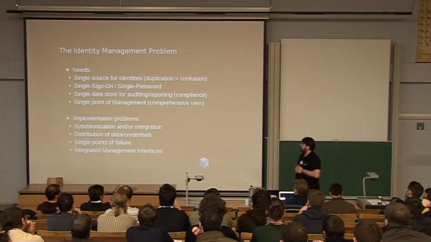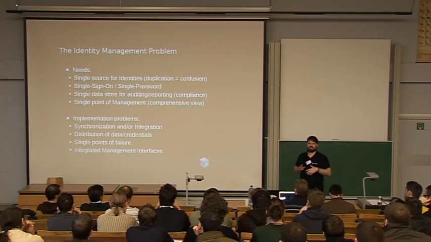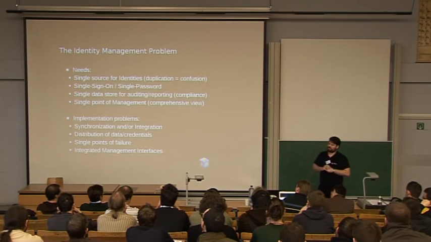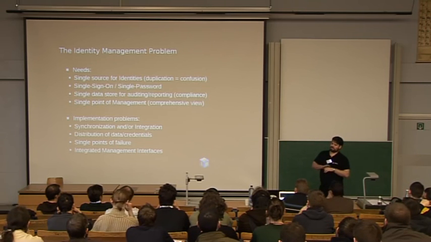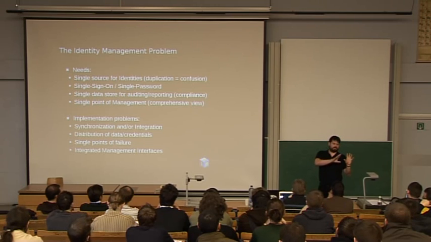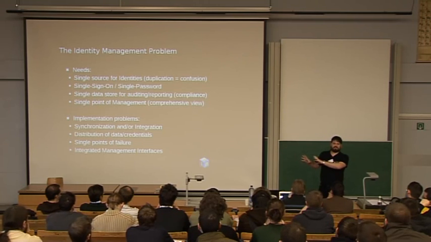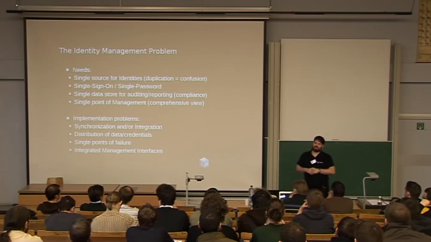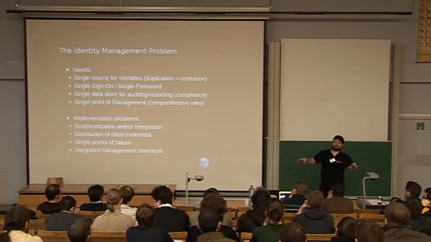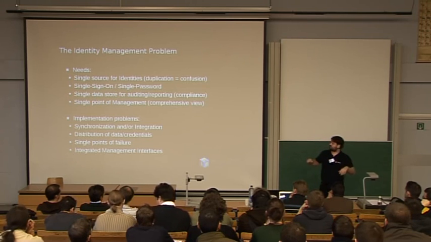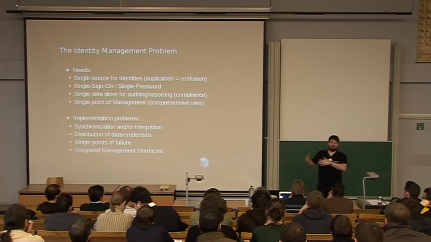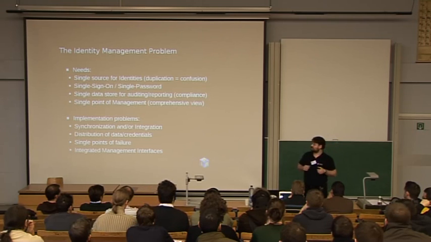So one problem is either synchronization or integration, where when you have two distinct components that need to be synchronized, in some organizations that want to use both Windows and Unix, for example, there's a problem synchronizing the users on the Active Directory side with whatever you had on the Unix side. Another is distribution of data or credentials. When you have a system where you distribute or where you try to synchronize users, you have also the problem of distributing any change that comes in one of these systems so that the others keep being synchronized.